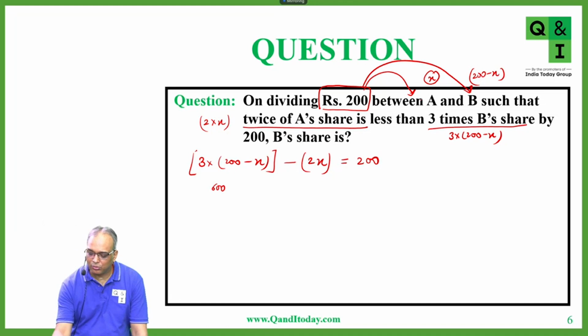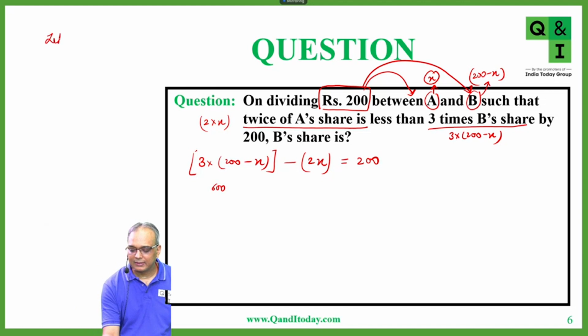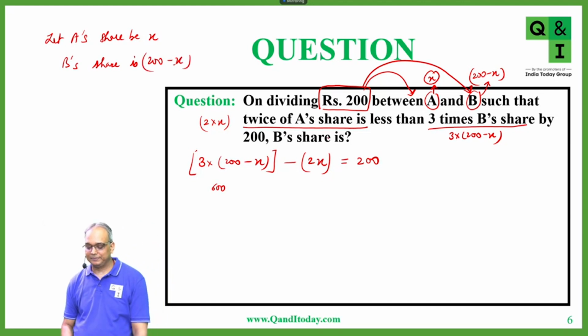Because we have assumed here, A's share was X and B's share was 200 minus X. So let A's share be X and B's share is 200 minus X, because this is the total money.